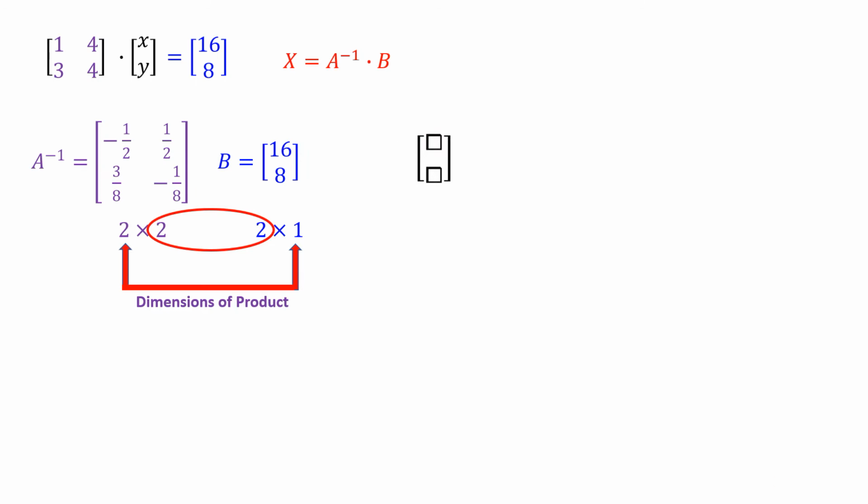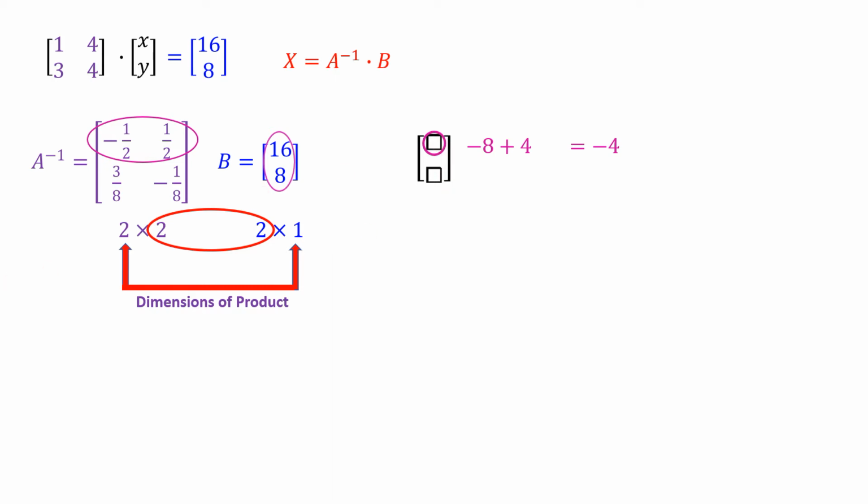All right, so to get that top position, you're going to take the top row times the only column. So negative 1/2 times 16 is going to be negative 8. And then you're going to take 1/2 times 8. 1/2 times 8 is 4, and you're going to add those values. So negative 8 plus 4 is negative 4. Negative 4 is our top entry. Remember, that's what X equals.